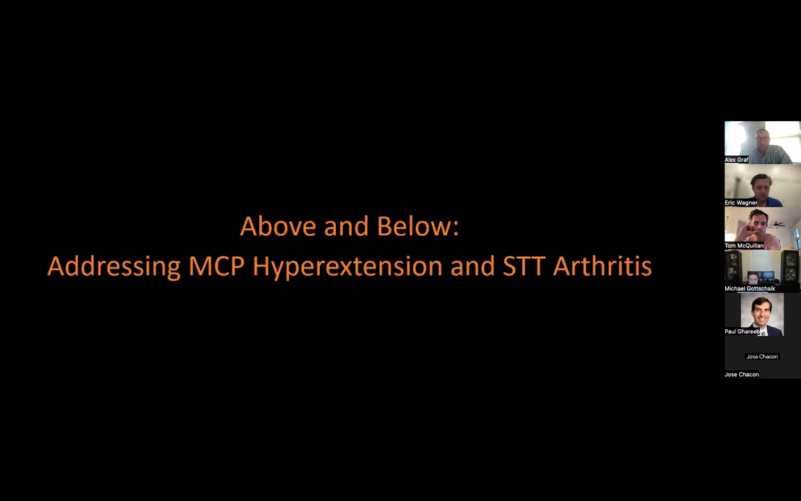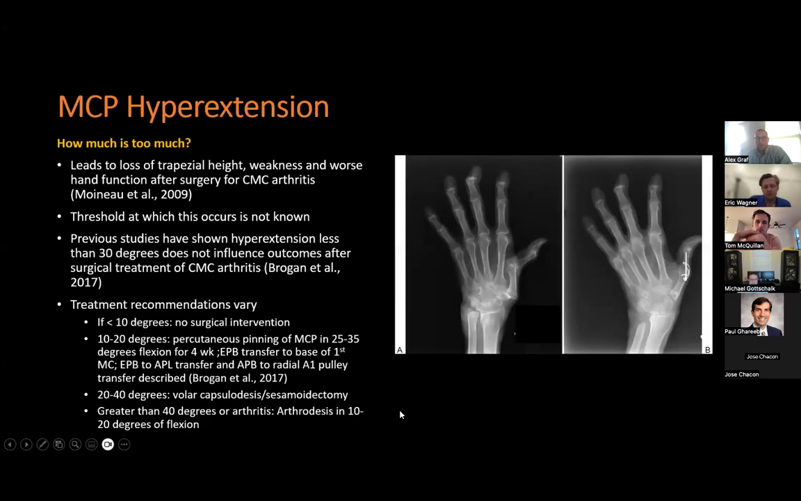Addressing above and below, so MCP hyperextension and STT arthritis. MCP hyperextension, how much is too much? This is kind of a moving target. I initially was much more sensitive to this, but to be honest, a lot of patients aren't bothered by a little residual MCP hyperextension. Less than 30, I usually do nothing. If it's around 30, I'll consider releasing APB and anchoring it, maybe putting in a K-wire. If it starts to get greater than 40, you're thinking about an MCP fusion. There are a lot of techniques for this, but that's kind of my algorithm.